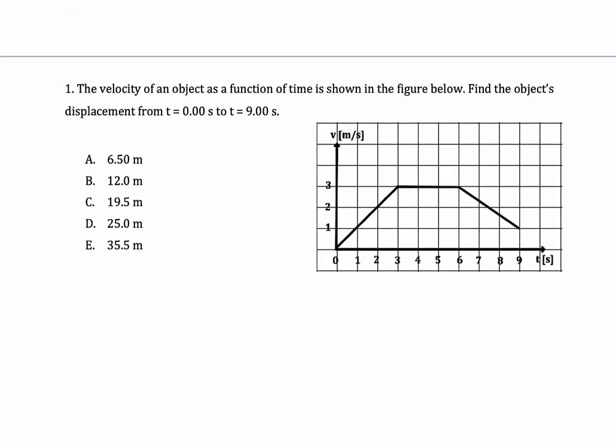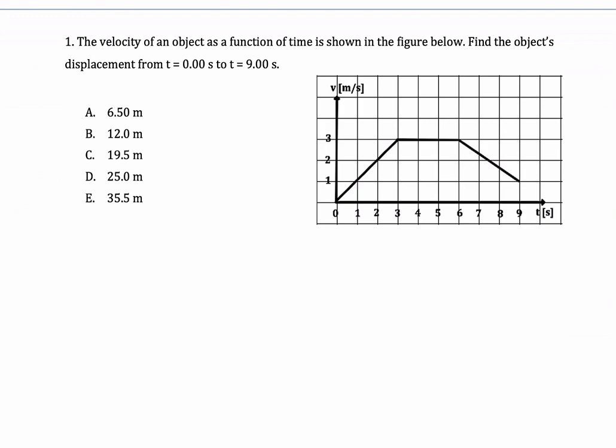We can continue, and you can pause for 1 minute in order to read the question. We have a velocity versus time graph, and we need to find the displacement from 0 to 9 seconds. And we remember that from the velocity versus time graph, the displacement is equal to the total area under the graph. Now we have the area 1, the area 2, and the area 3.